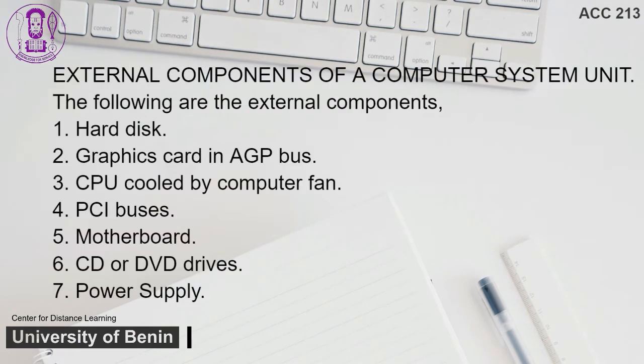External components of a computer system unit. The following are the external components. 1. Hard disk. 2. Graphics card and AGP bus. 3.